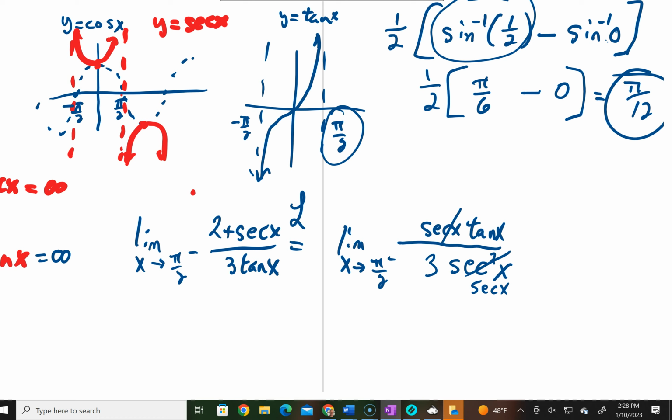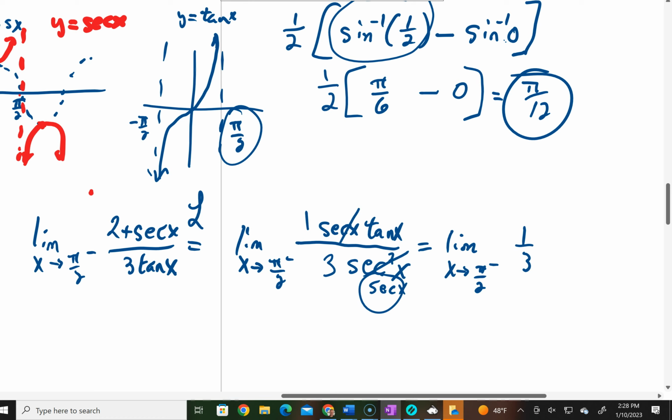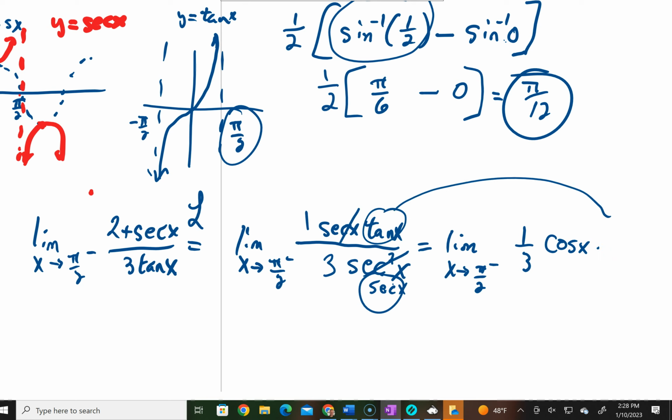Actually, I'd say we are better off. Here's why. Look at this. Right now, yeah, it looks like we're no better off, but I'm going to say here's 1/3. Secant, if I bring it up to the numerator, what does it become? Cosine. And how about tangent? What could I rewrite tangent as?